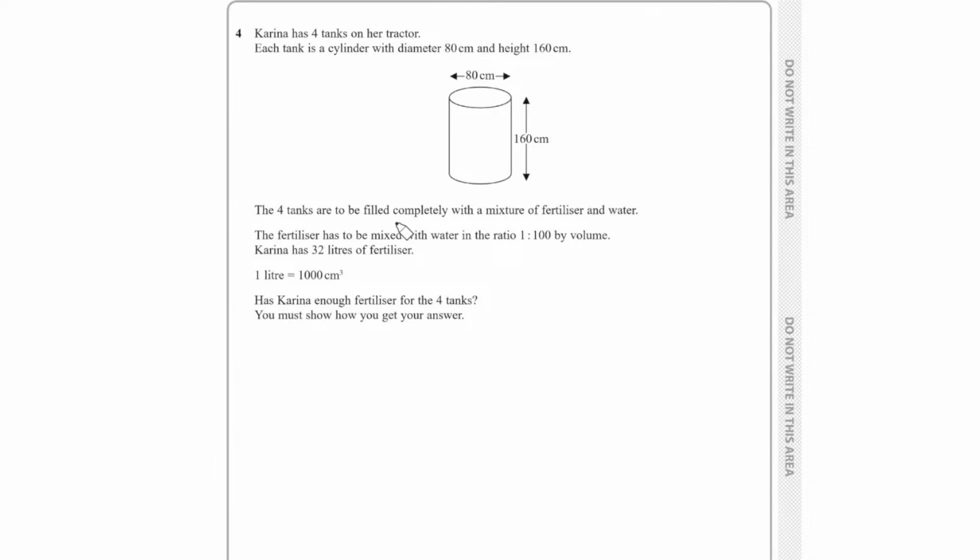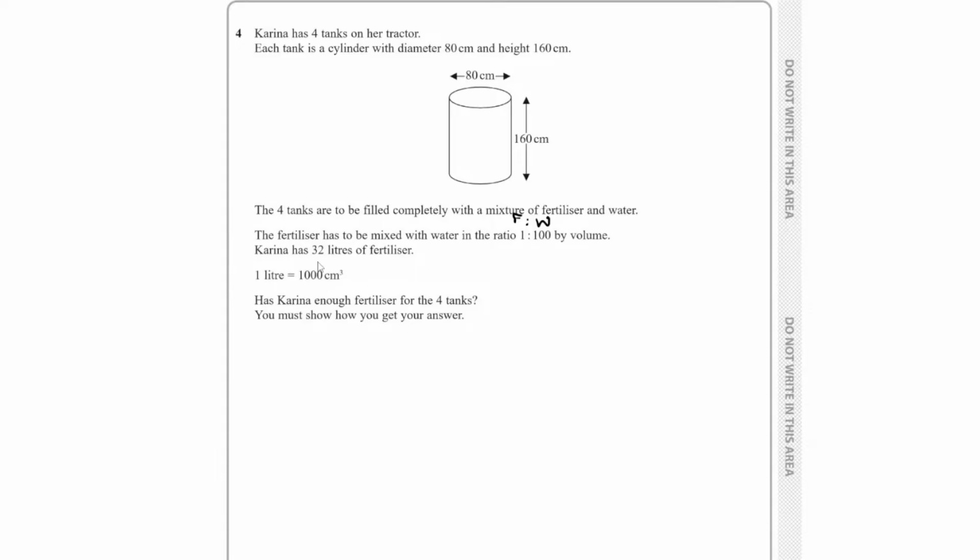The 4 tanks are to be filled completely with a mixture of fertilizer and water. The fertilizer has to be mixed with water in the ratio of 1 to 100 by volume. So that's, I just like to put the initials personally, fertilizer to water. Karina has 32 litres of fertilizer, and then they've given you the conversion.